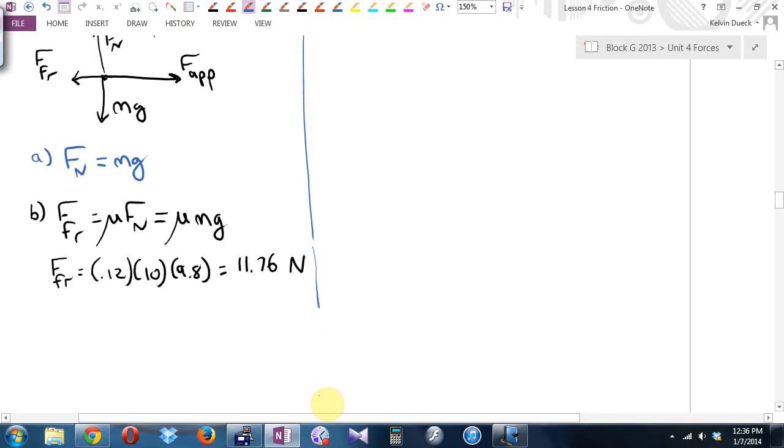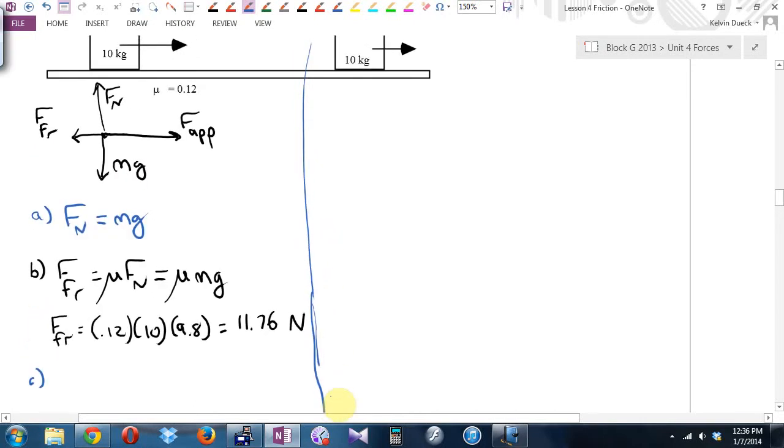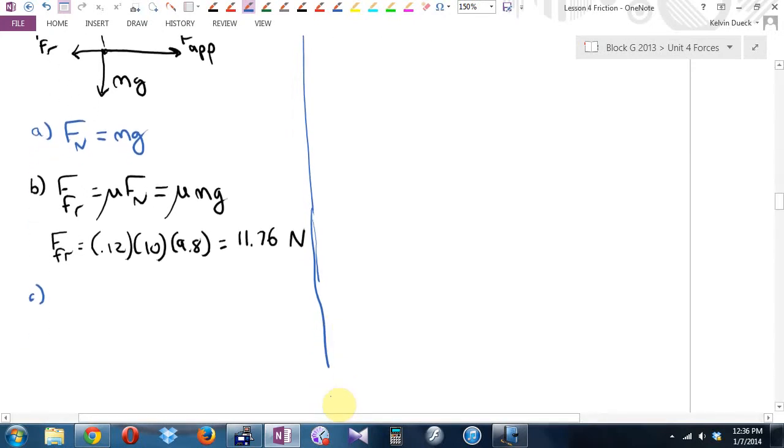What's the next part asking me to find? Write a horizontal force equation. See my free body diagram? Who's winning? Vertically, it's a tie. We don't care. Who's winning horizontally? The applied force. Who's losing? Friction, because it's in the opposite direction. We said our strategy is going to be winner minus loser equals ma. So it's going to be applied minus friction equals ma. There's my horizontal force equation.